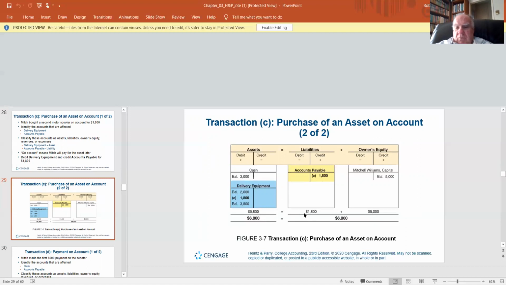6,800 equals 5,000 plus the 1,800. We are in balance. You can never go out of balance, not even for 1 second, okay?